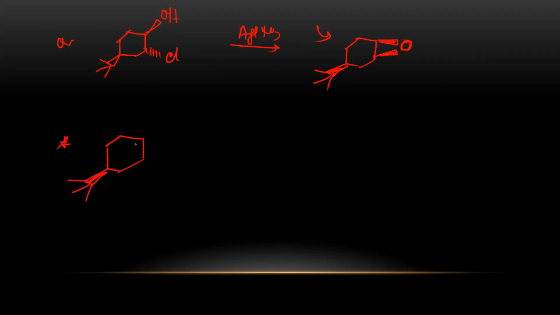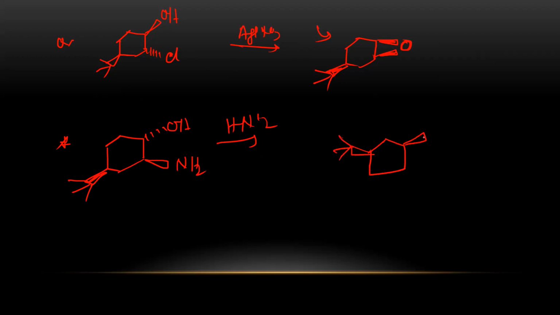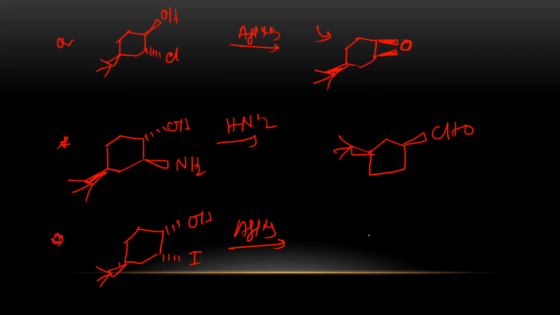Okay. Next example, OH below the plane and NH2 above the plane. The reagent is HNO2 again. And here the final product will be butyl group CHO. Question is: tert-butyl group, OH below the plane, I below the plane, AgNO3, and our final product will be a double bond O. This will be the final product.